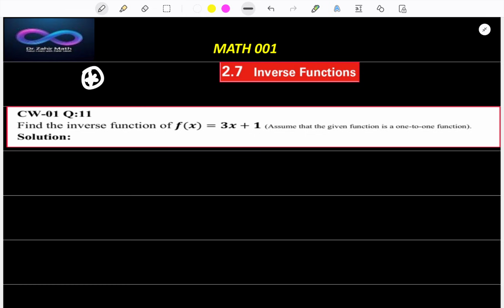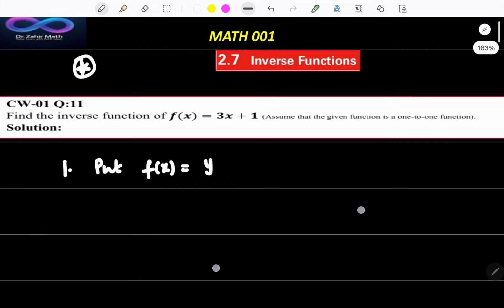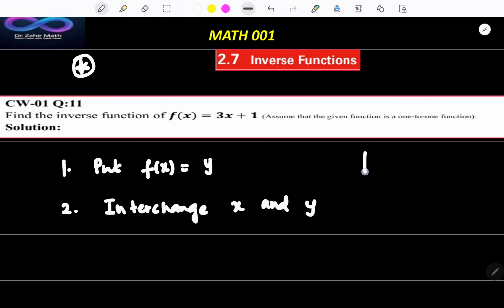You need to follow 4 steps here. What are the steps? Step number 1: put f of x equal to y. Step number 2: interchange x and y. What do you mean by interchange? Interchange means wherever x is there, you change it to y, and wherever y is there, you change it to x. That is called interchange.